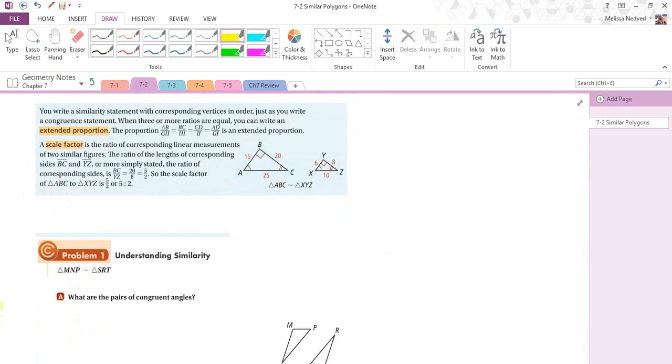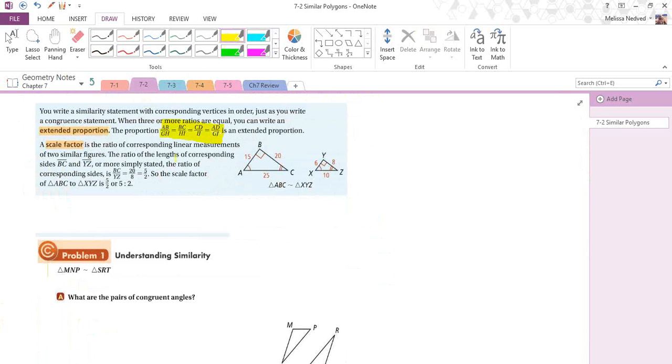When three or more ratios are equal, you can write an extended proportion. We looked at extended ratios in the last section. An extended proportion is similar. Set up your ratio equal to another ratio, equal to another ratio, and you can do that for as long as you want. Within this extended proportion, it does not matter what order you put each of those ratios. AB over GH could have been in the middle or at the end. Order doesn't matter. You can switch those around and still have equivalent proportions.